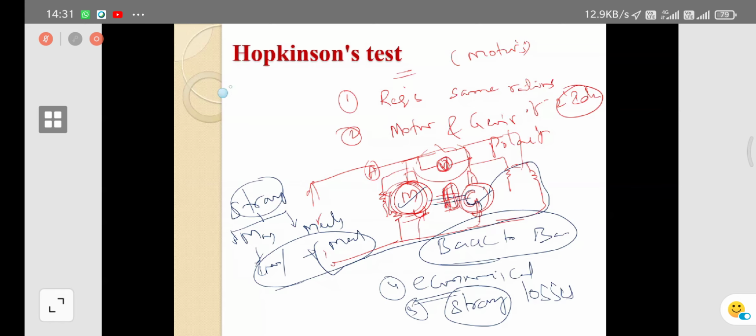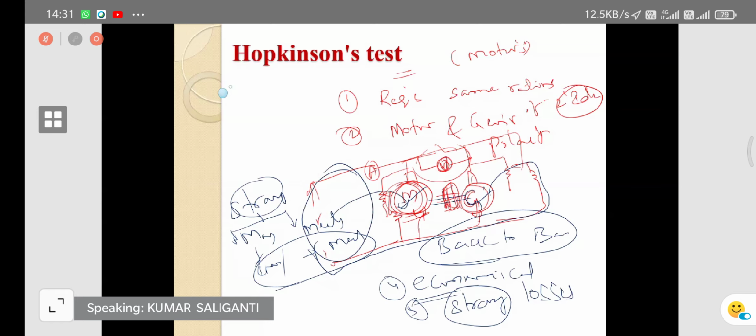Coming to the advantages: it is an economical test, because the power drawn from the supply is only to meet the losses. Therefore, it is an economical test. The commutation is verified, the temperature is also verified, and the load-carrying emissions can also be tested here.